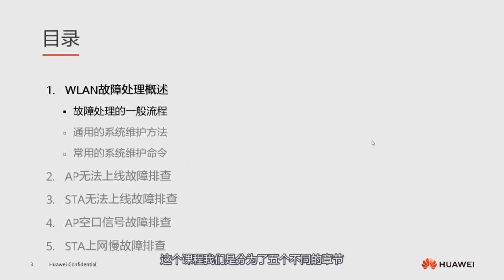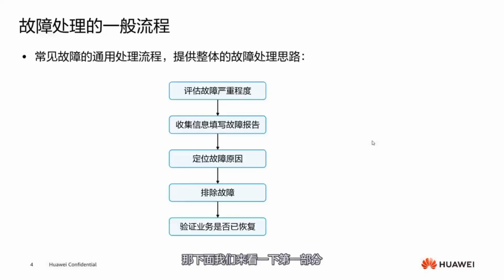This course is structured into 5 different chapters, starting with an overview of WLAN troubleshooting. In the overview section, we will focus on explaining some processes. The following 4 chapters focus on common failures. Then we'll discuss what potential issues and reasons might arise. Now, let's take a look at what the typical process for troubleshooting a failure looks like.